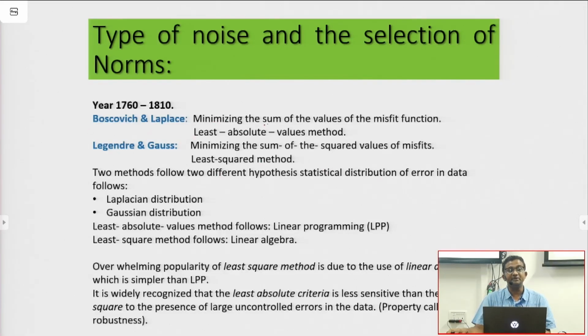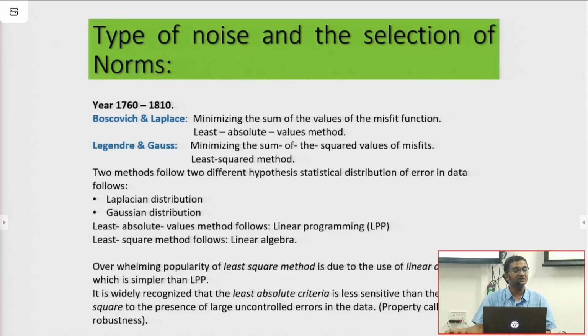One is minimizing the sum of the absolute values of the misfit function. That is called the least absolute values method, and essentially this was practiced by Boscovich and Laplace. There is another school of thought, Legendre and Gauss, which minimizes the sum of the squared values of the misfit. The first one denotes the L1 norm, based on the absolute values method. The second one is the L2 norm, because it minimizes the sum of the squared values of the misfit function. This type of practice follows two types of approximation.